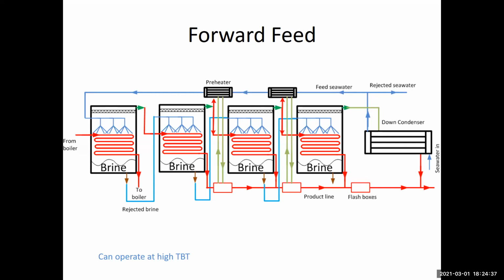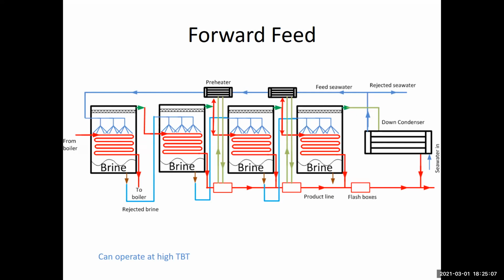The question here again, why do we call it forward feed? The seawater, when it comes, all the seawater has gone to effect number 1. And then when it leaves effect number 1, it goes to effect number 2. Then when it leaves effect number 2, it goes to effect number 3. When it leaves effect number 3, it goes to effect number 4. When it leaves effect number 4, it goes to the condenser.